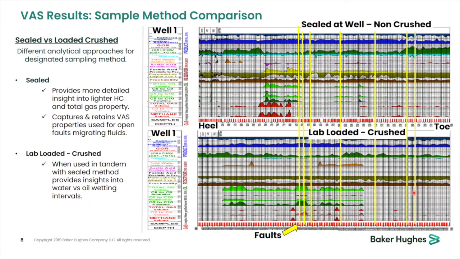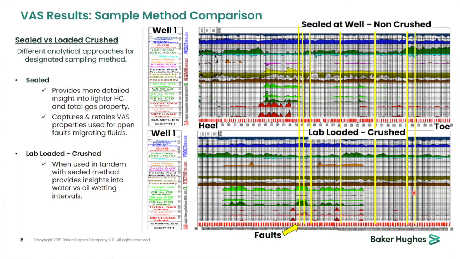So one of the things that the client wanted to utilize was testing sealed at well versus lab loaded. And so with well one, they actually chose to analyze in both methodologies, the sealed at well and the crushed lab loaded. One of the outcomes when comparing the two data sets is that there's a little different analytical approach or mindset when it comes to interpreting the data.